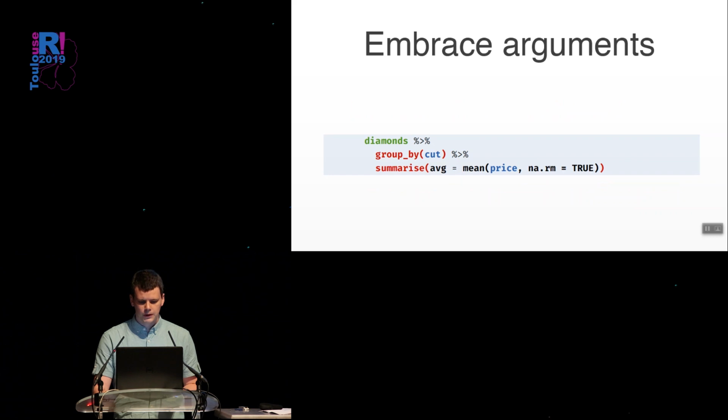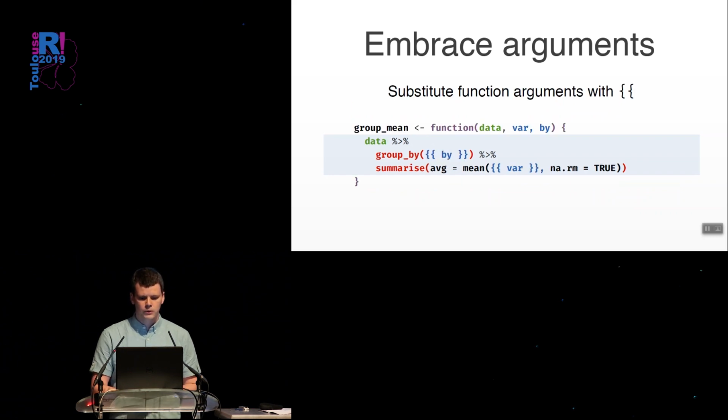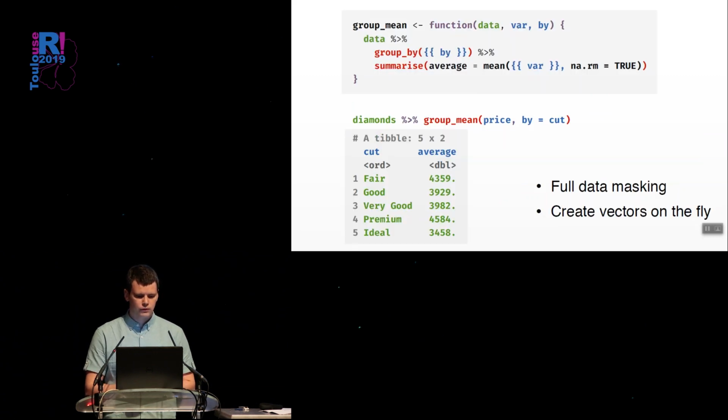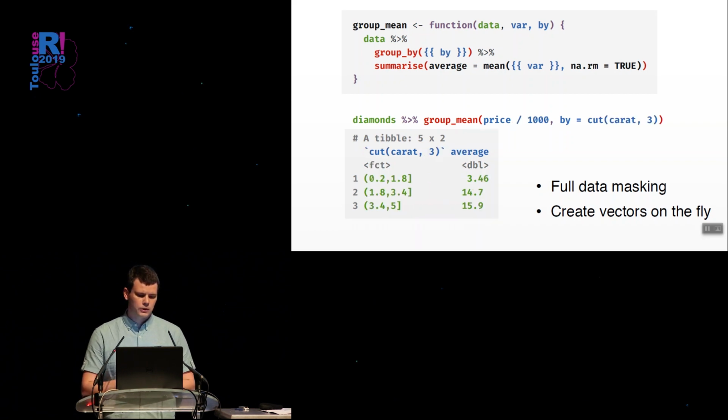So if we have this pipeline, we create a function around it. And for every argument that can contain data frame columns, you just use this embracing operator. And that's it. You have a full data masking function. You can refer to data frame columns directly. You can create vectors on the fly. So here we take the mean of price rescaled by 1,000 within the levels of carat that we have created here.